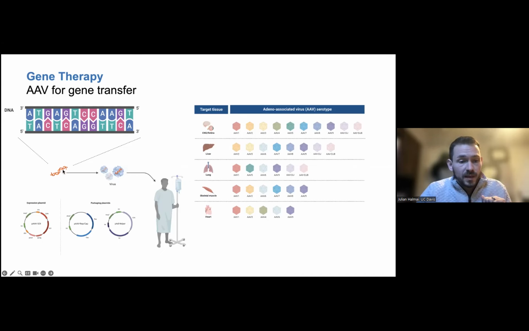So in this case, the DNA sequence gets packaged into these viral vectors that then get infused into the patient. And in our lab, we have the capability to generate those. It's a very standard procedure.